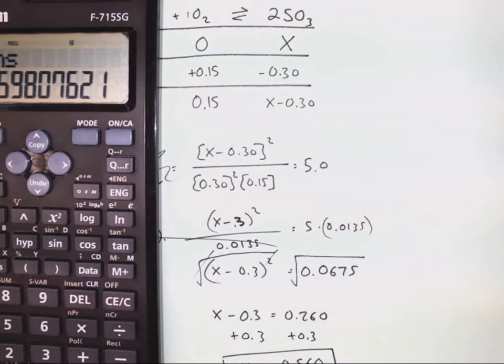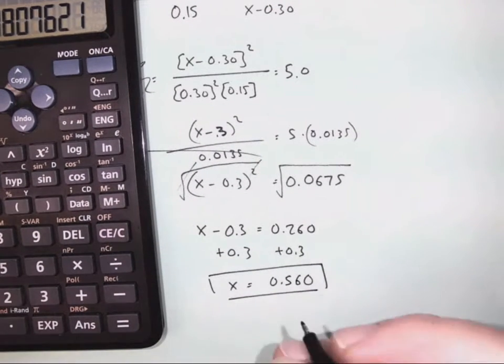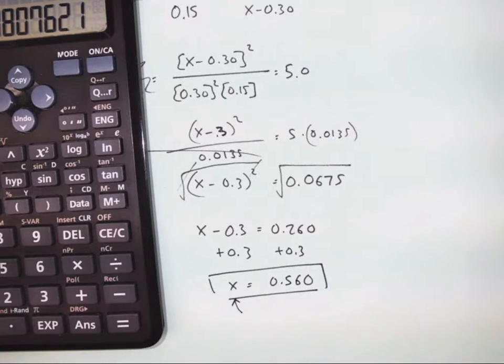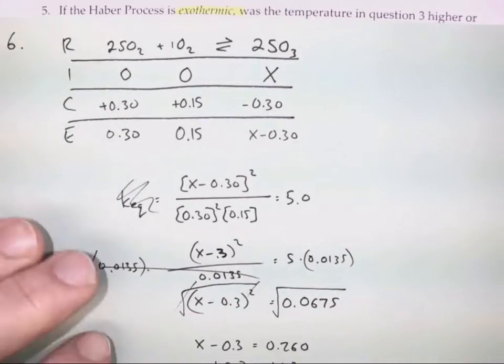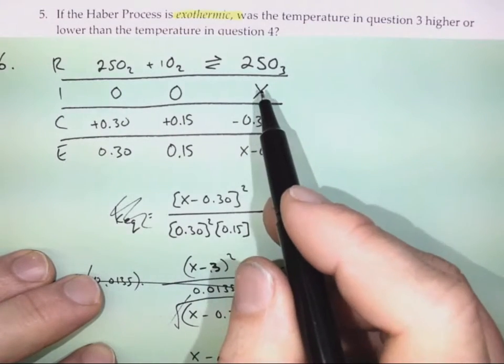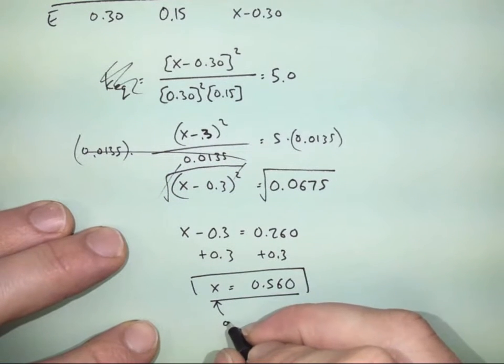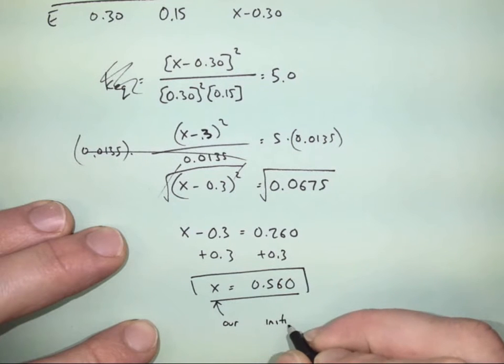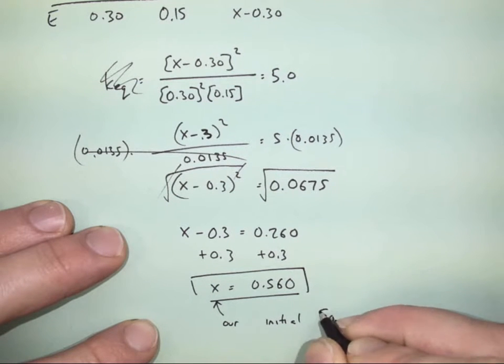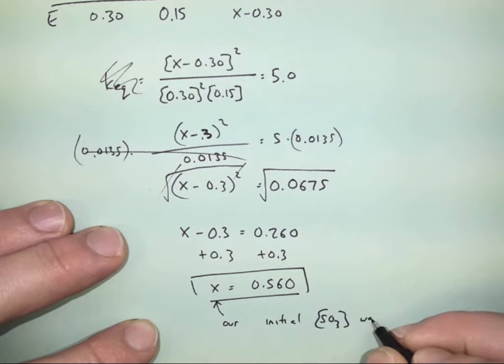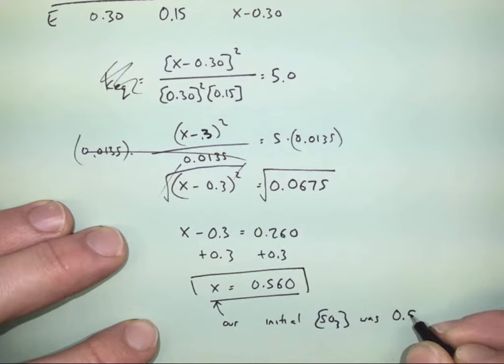Okay, now, we are not done until we remember what x represented. We should translate this into language. Well, x represented our initial sulfur trioxide concentration. So this means our initial SO3 concentration was 0.560 moles.